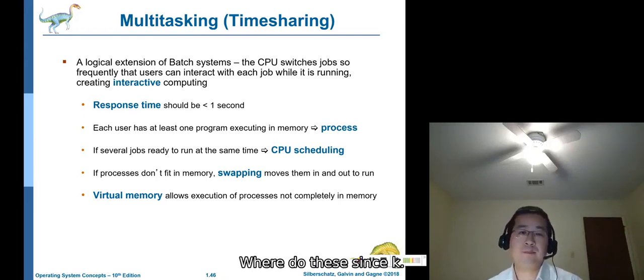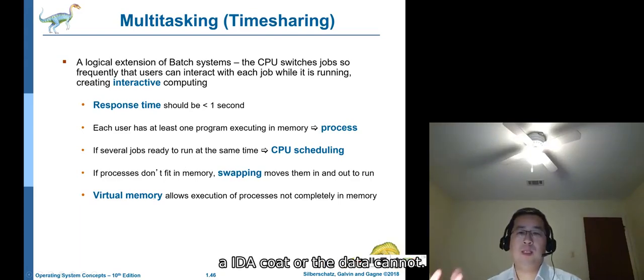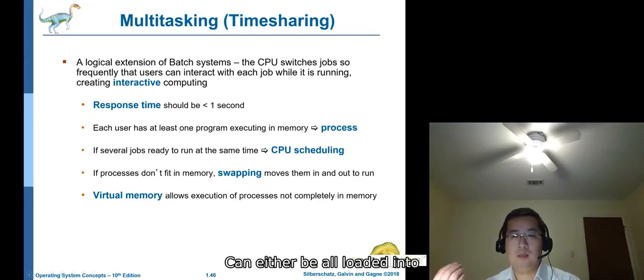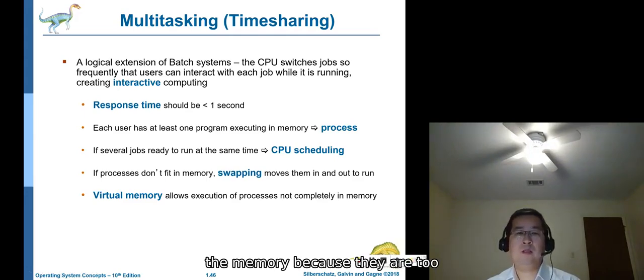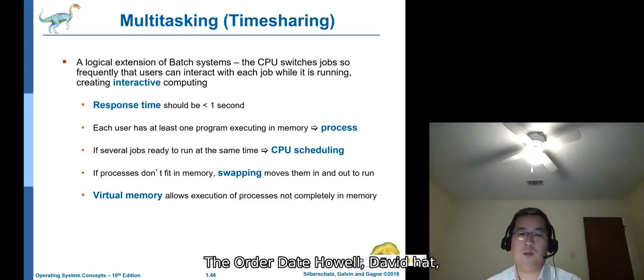Okay. If processes don't fit the memory, swapping moves them in and out to run. Don't fit here usually means either the code or the data cannot all be loaded into the memory because they are too big, or existing memory is not enough to load all the data and the instruction code.